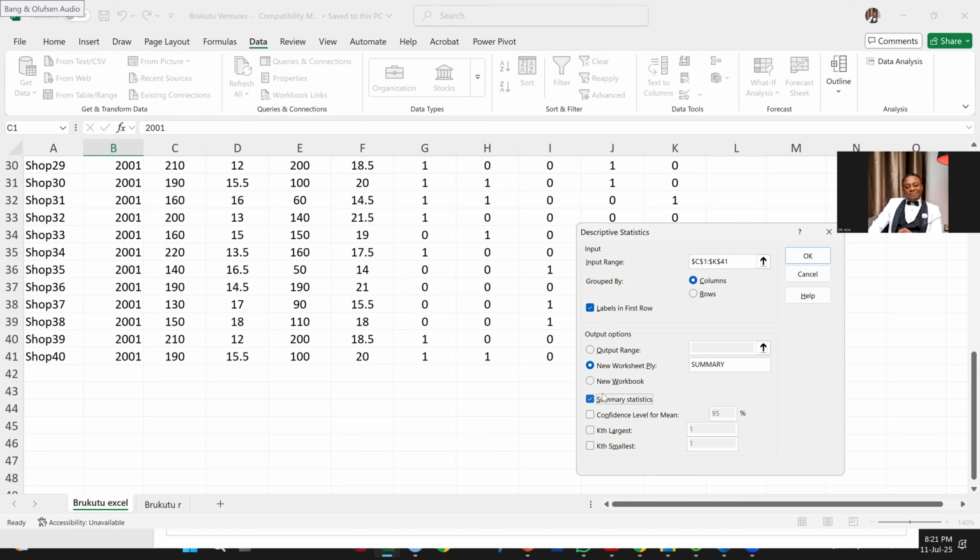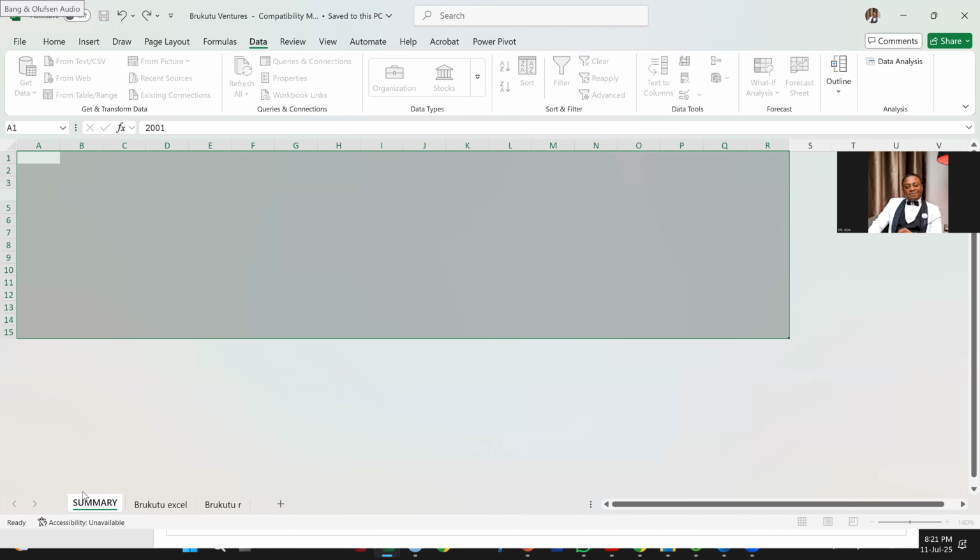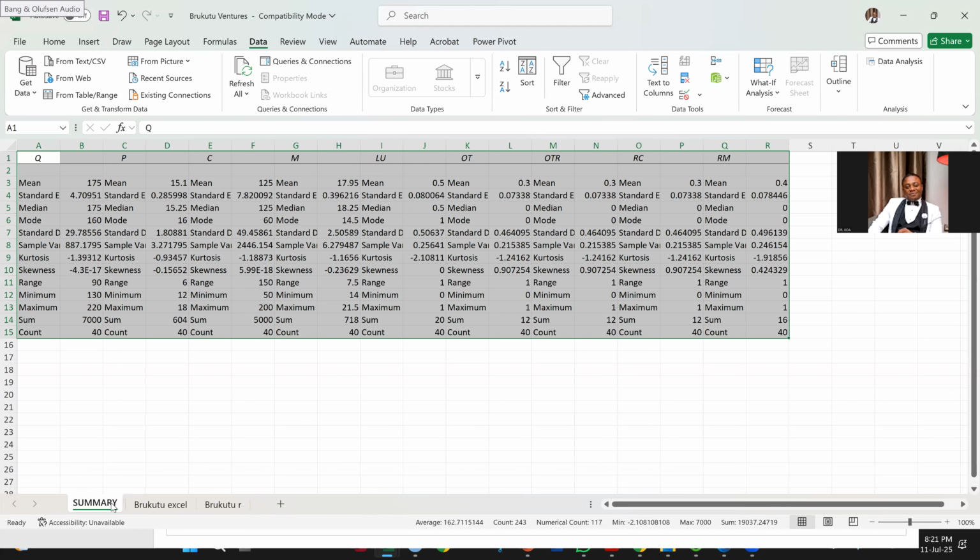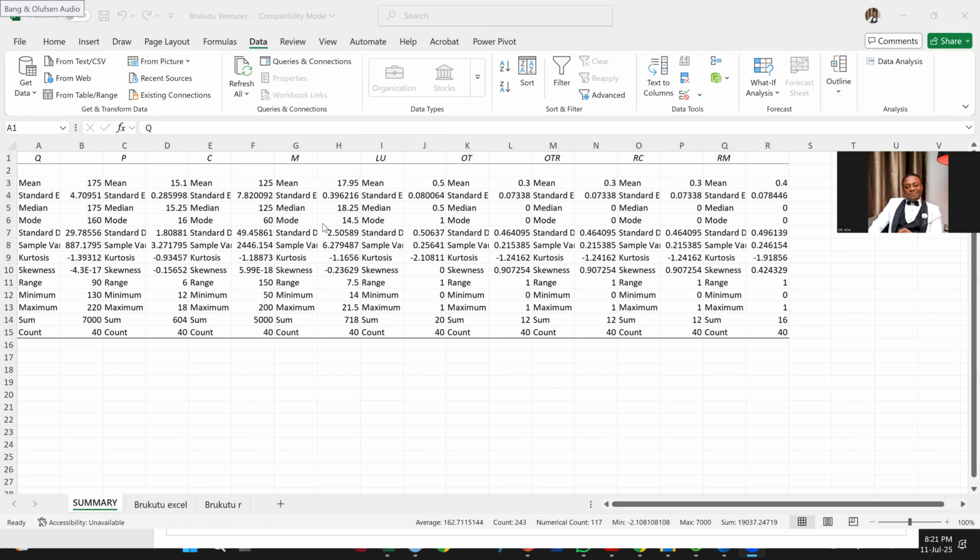And then you click on summary statistics here, and you just click OK. It will create a new sheet. There you go. It has created a new sheet. And that gives you your descriptive statistics. This time it will look a little bit complex.